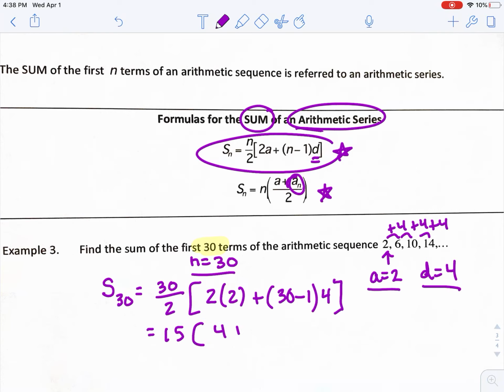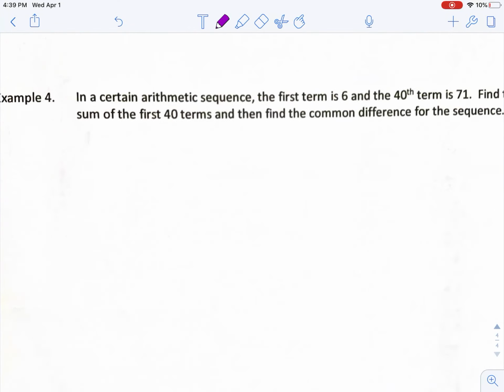Just plug everything in and then work it out. And you can use your calculators. I don't know what 29 times 4 is. Where's my answer key? Somewhere. Oh, there's the calculator. Work it on your calculator. You should get 600, I think. Okay. All right. So now for the next example, let's see what we're given there.